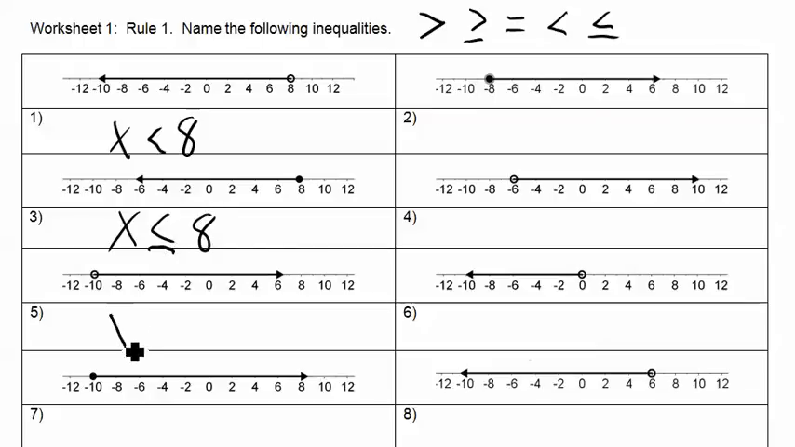So this one, x is going to be greater than, but not equal to, so greater than -10. And on number 7, x is greater than, but because it's filled in, it's also equal to, so it's greater than or equal to -10. All right, I'm going to leave 2 through 8 for you to do. Then go on down to the next part.